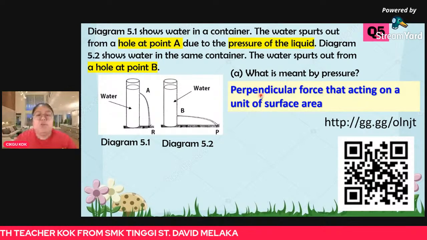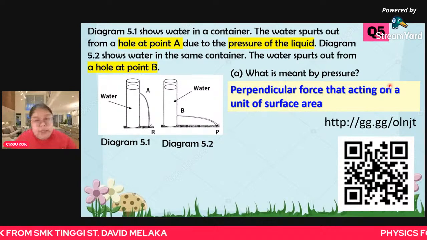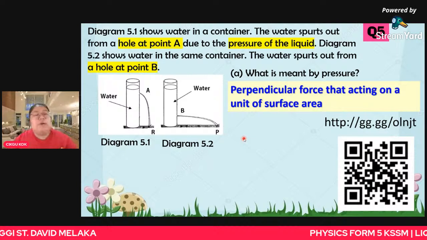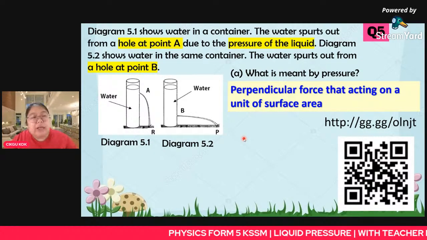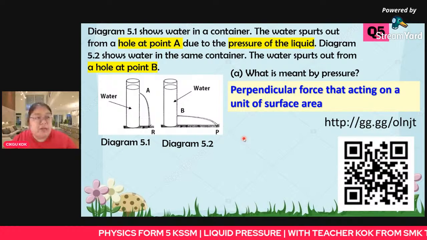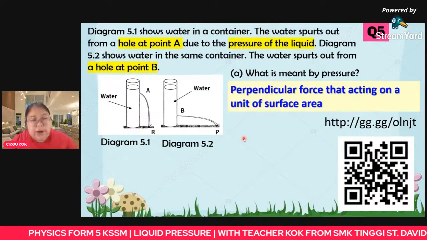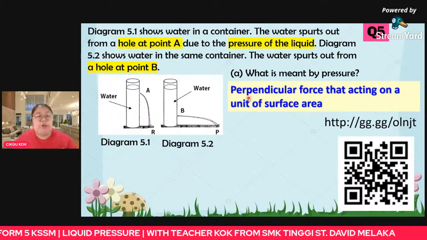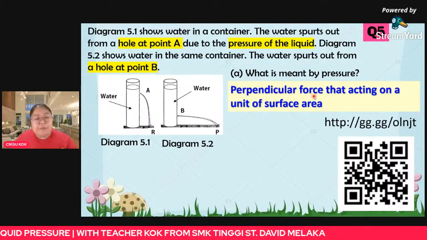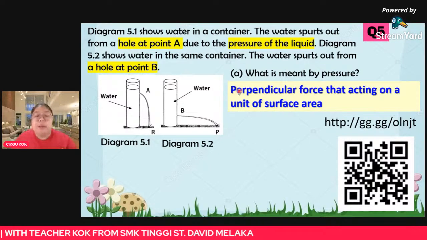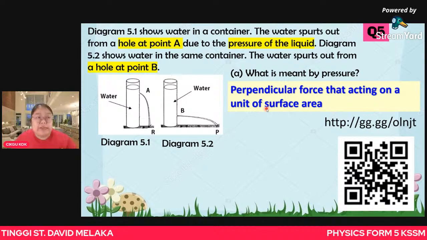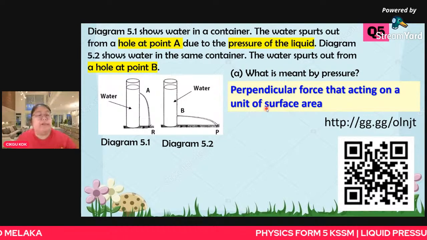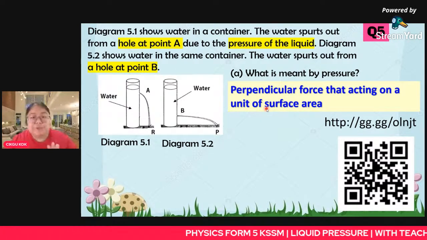So they ask you what is meant by pressure. Okay, pressure, we're still using the normal formula. The pressure is P equals F over A. Liquid pressure, we don't have any separate definition. We still follow the original pressure. So the pressure is the perpendicular force, that means F over A, the perpendicular force acting on a unit of surface area. So that one is the definition for pressure.